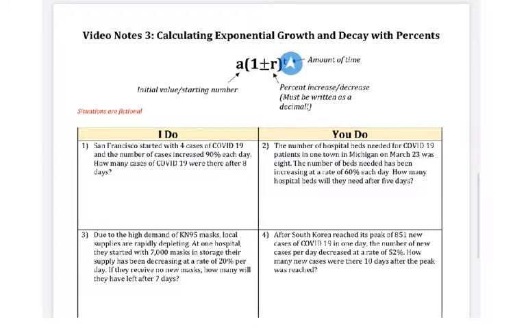And then again, T is the amount of time. So it's the same idea. We have a starting number. We have a multiplier, which looks a little different. And then T is my amount of time.